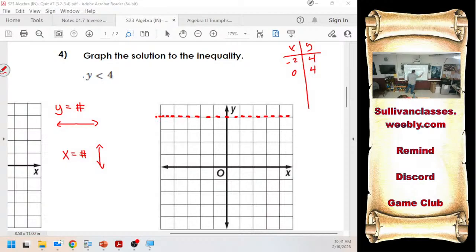Positive 4. And it is dotted because less ink here, less ink there. Now you can still plug in 0, 0. It's just there isn't an x to bother with. But I can still plug in 0 and say, is that true? So if that's true, then I shade towards 0. So you'll shade down.